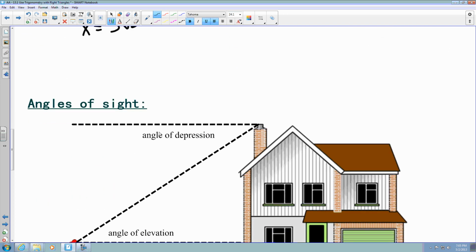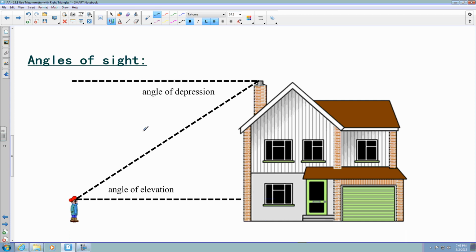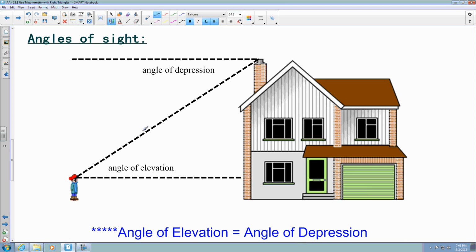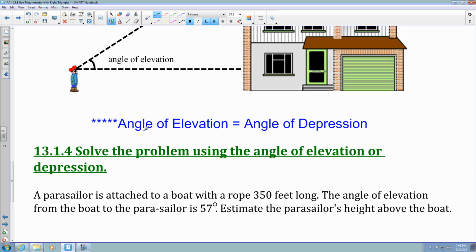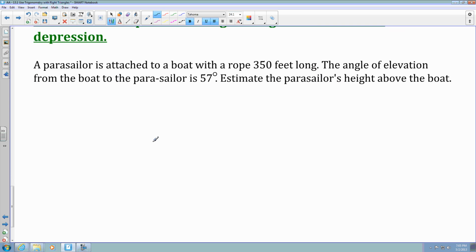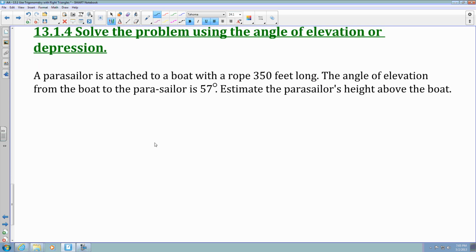Last thing we have talks about angles of sight. Here we got the angle of elevation here, and if we remember from geometry, the angle of depression happens to be that same angle. So when we're dealing with problems with angle of elevation, keep that in mind. So for this particular example, we have a parasailer attached to a boat with a rope of 350 feet long. The angle of elevation from the boat to the parasailer is 57 degrees. I want to estimate the parasailer's height above the boat.